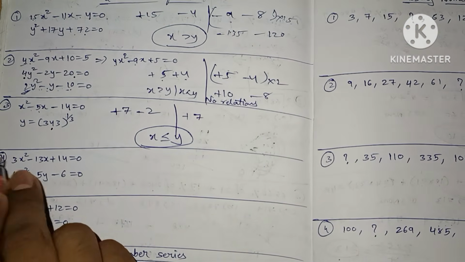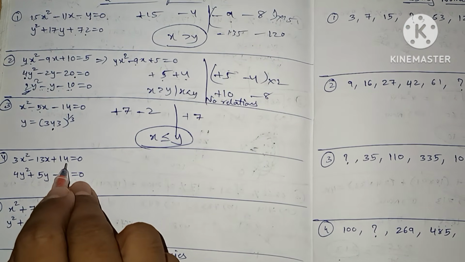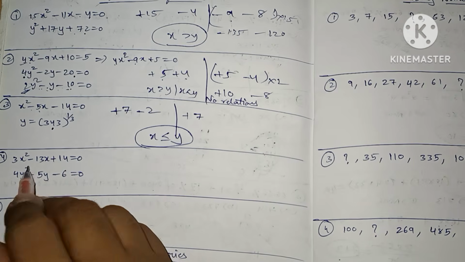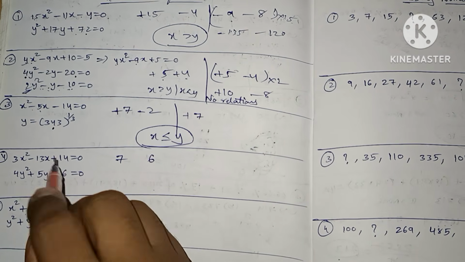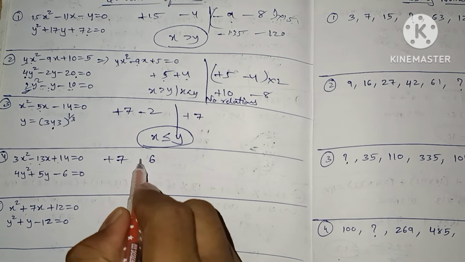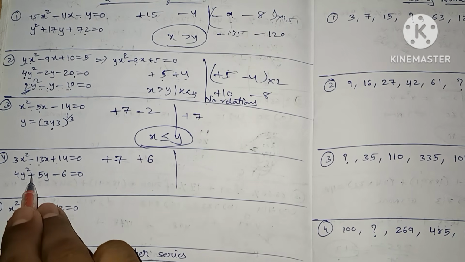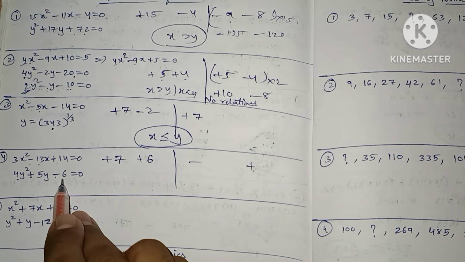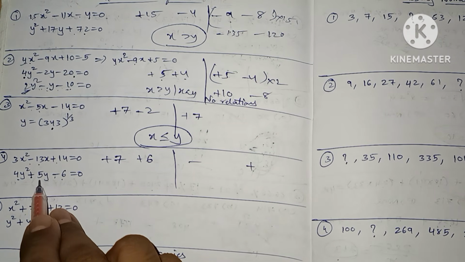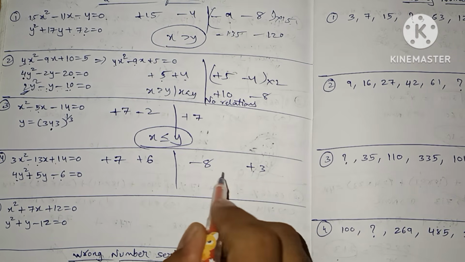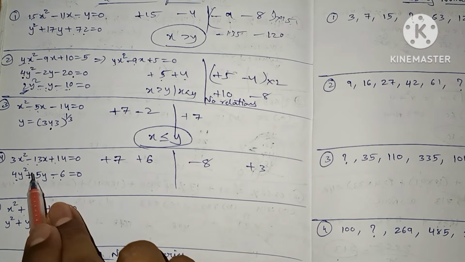Fourth question. 3 14 times, which is 52, sorry 42, means 7 6 times is also 42, and the sum of these two we get 13. Minus and plus means both are in positive. Here in this case positive and negative means negative and positive are our signs. 4 6 times 24, but we need to get this one. 8 3 times is 24, and subtracting these two we get a 5.